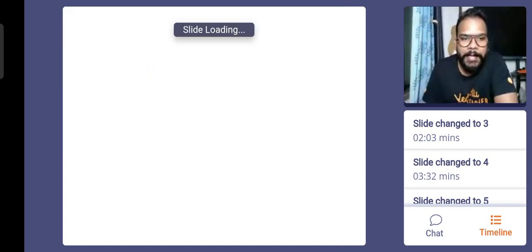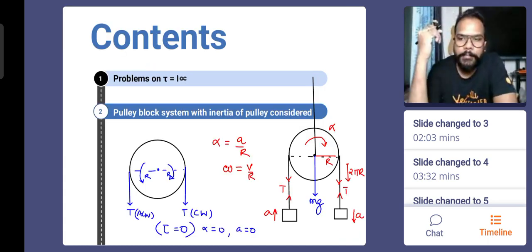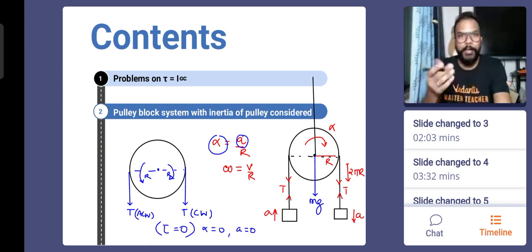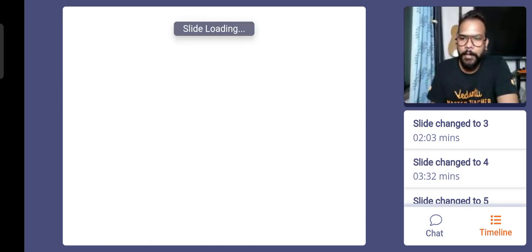Why unequal is what I have explained here. If the tensions are the same, there will be no torque. And we want the torque. Why do we want the torque? Because we want the angular acceleration. Why do we want angular acceleration? Because we want acceleration for the masses. That's what the question wants us to find out. Okay, got it? Did it make sense?